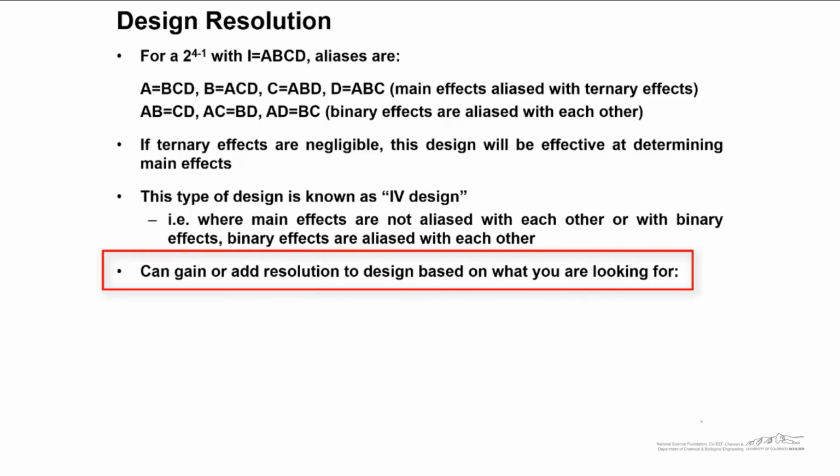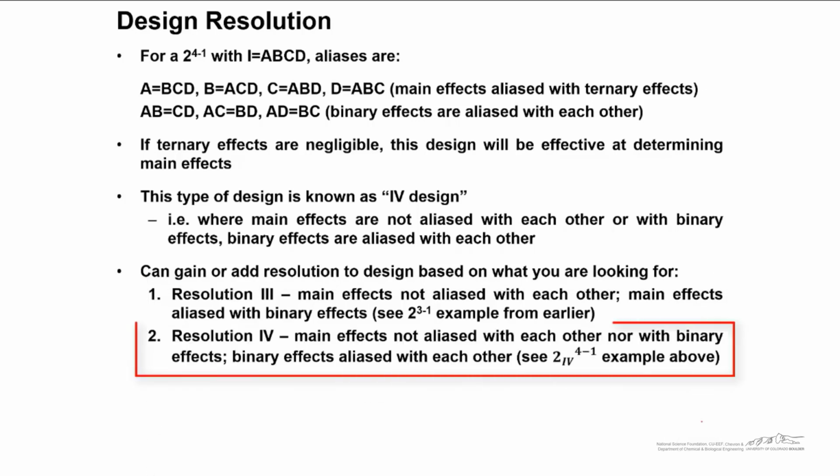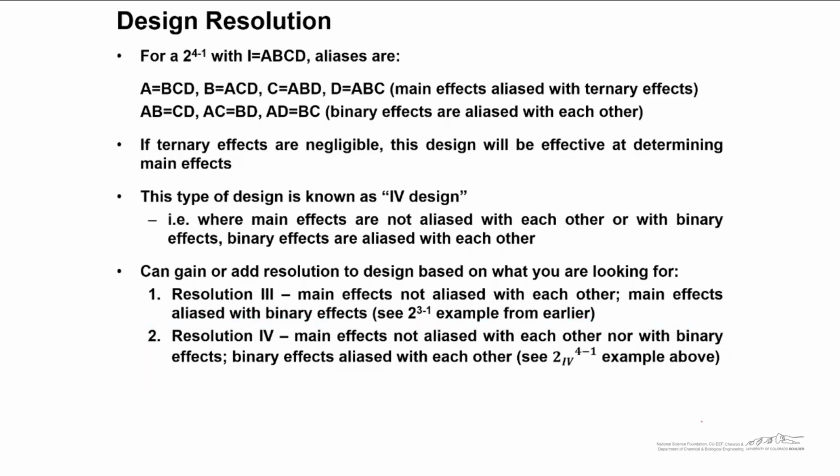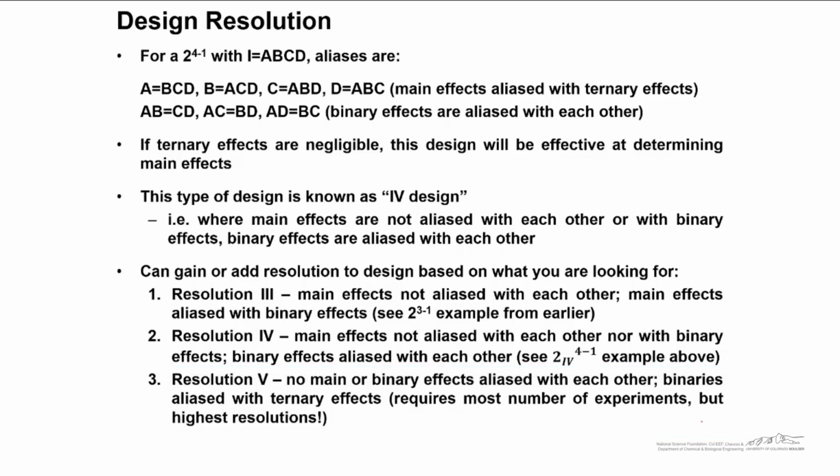You can gain or add resolution to the design based on what you're looking for. There's a resolution 3 design. This means main effects are not aliased with each other, but the main effects are aliased with binary effects. And that was our 2 to the 3 minus 1 example from earlier. A resolution 4 is the one I just talked about. The main effects are not aliased with each other, nor with binary effects, but the binary effects are aliased with each other. And a resolution 5 means that no main or binary effects are aliased with each other. Binaries are aliased with ternary effects. The resolution 5 design requires the most number of experiments, but yields the highest resolution.